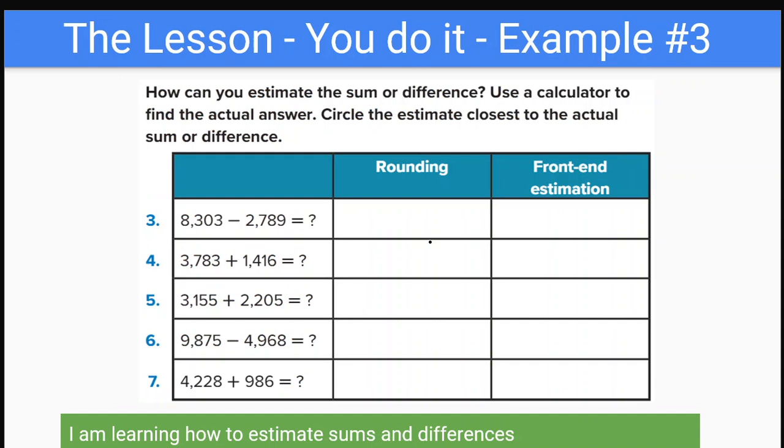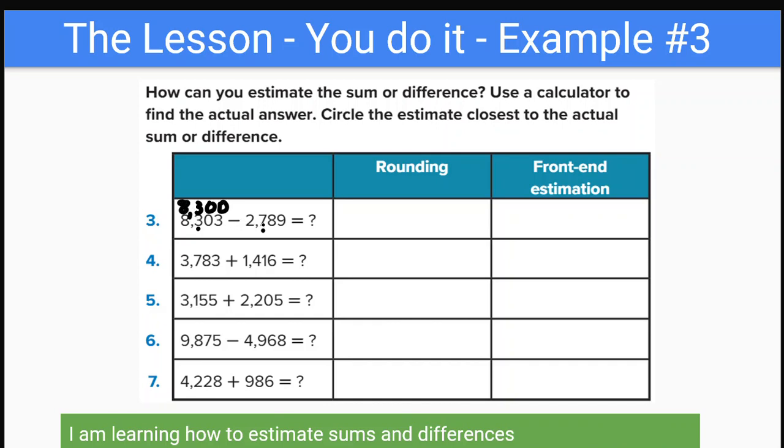Okay, the next one says to use rounding and front-end estimation to see which one is more accurate. In the book earlier, they told you to round to the nearest 100, okay? Here we have a 3 in the hundreds place, and here we have a 7 in the hundreds place. So that's the number we're going to use to round. This 3 could either stay a 3 or become a 4. We look to the right and there's a 0, okay? So it's closer to 300 than it is to 400, okay? And then we put the 8 in front, the 8,000 right here.